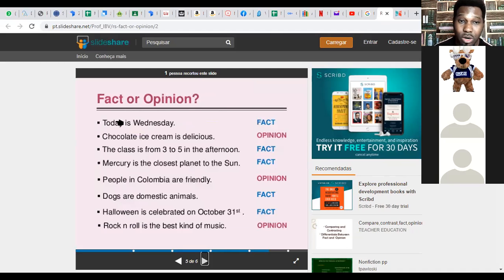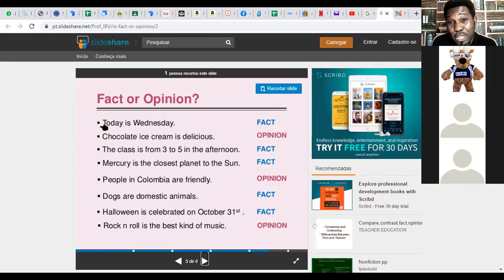facts. Okay, let's do a little exercise here. Anyway, the answers are here, but let's just see. Today is Wednesday. That is a fact. It's not dependent on how I feel or how you feel. Wednesday is Wednesday. Okay. Chocolate ice cream is delicious. It's an opinion. It could be delicious to you, but it's not delicious to me.